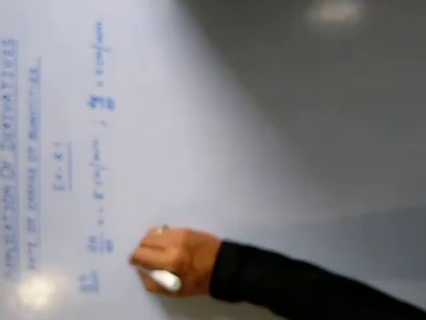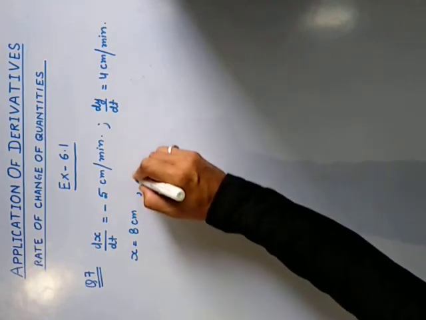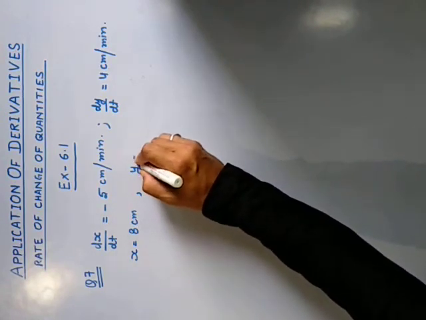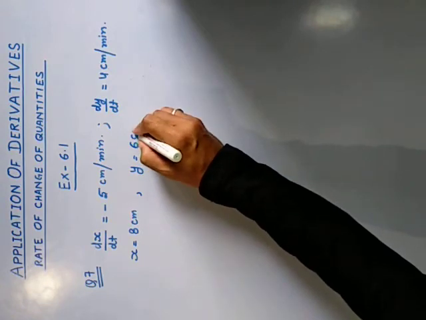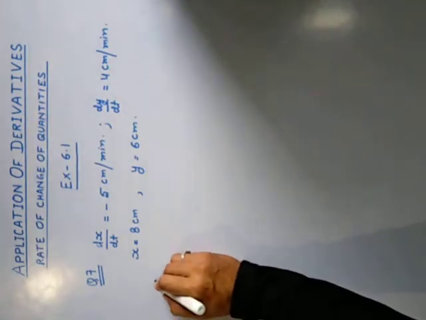When x equals 8 centimeter, y equals 6 centimeter. Then we have to find the rates of change. Number 1, the perimeter, and number 2, the area of the rectangle. So first we will calculate the rate of change of perimeter.